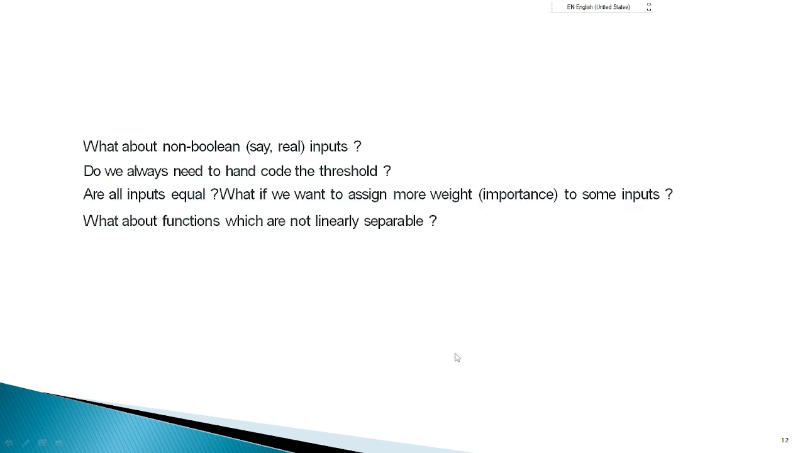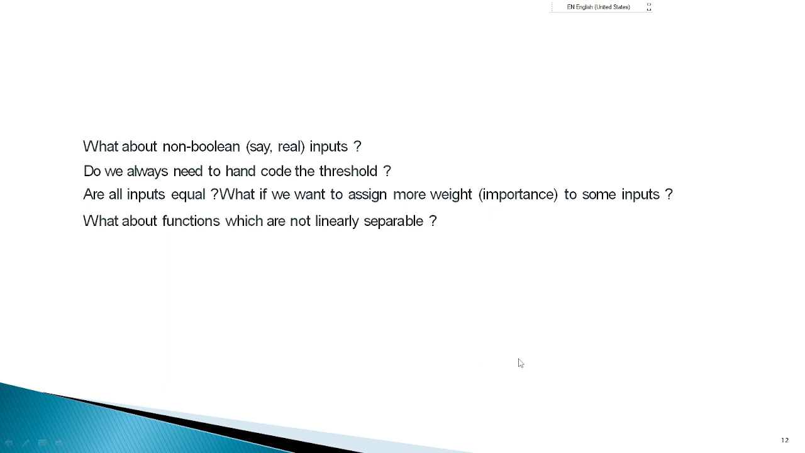What about non-Boolean, that is, real inputs? Do we always need to encode the threshold, or can we learn the threshold? Are all inputs equal? What if we want to assign more weight to some inputs?